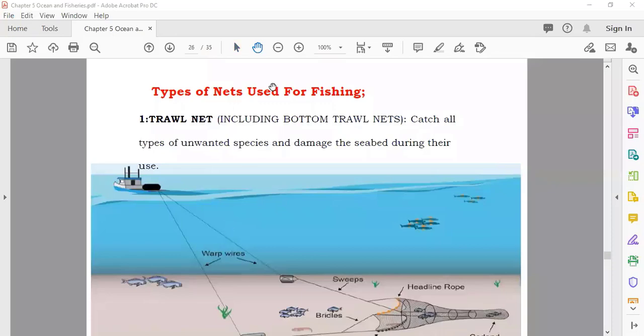Okay, let's start. In the previous lesson, we discussed fisheries, overfishing, and the impact of overfishing. Overfishing means that you are taking more fish out of the sea or river, but you are not replacing them with new ones.